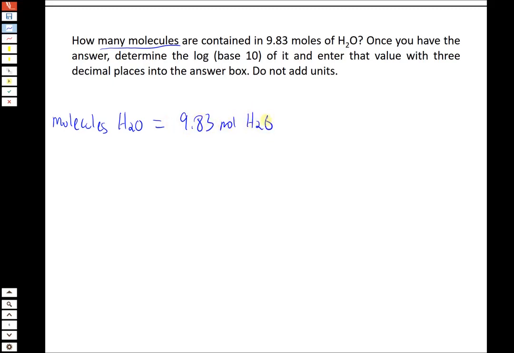Remember, Avogadro's number tells us that there are 6.02 times 10 to the 23rd entities, things, whatever you want to call it, in 1 mole. In water, water is made up of molecules. The formula is H2O, so the simplest unit of water would be 1 molecule of water. And so Avogadro's number will tell us that there's that many molecules in 1 mole.